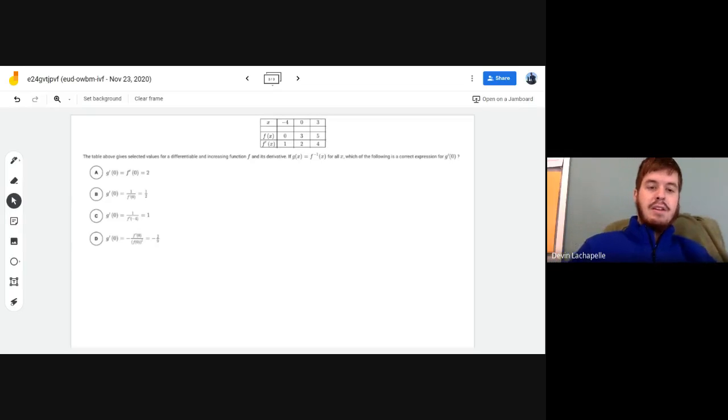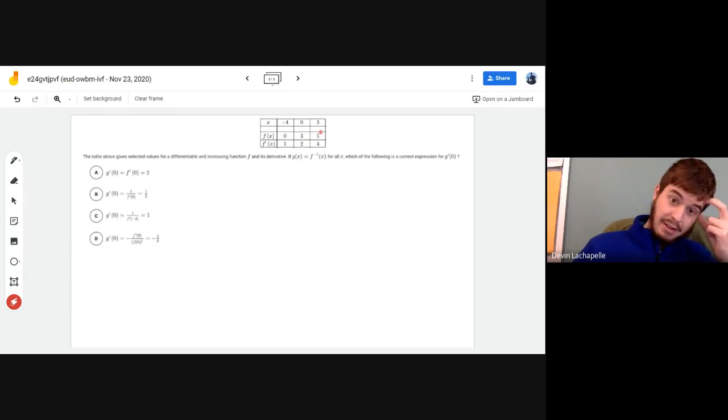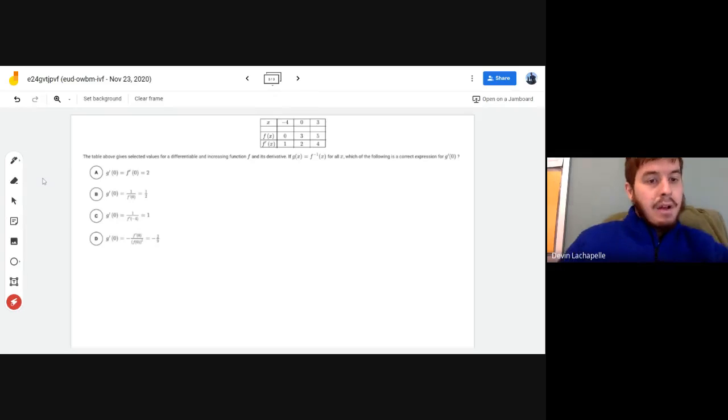So if we take a look at our table right up here, we have a list of x values, a list of f of x values, and a list of values for the first derivative of f of x. What we don't have is values for the first derivative of g of x.